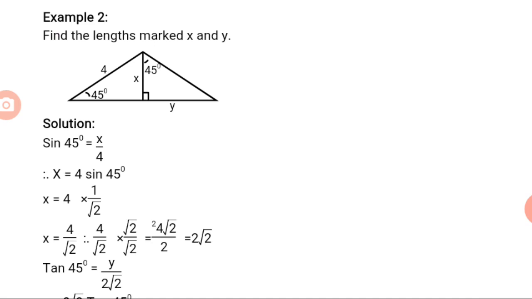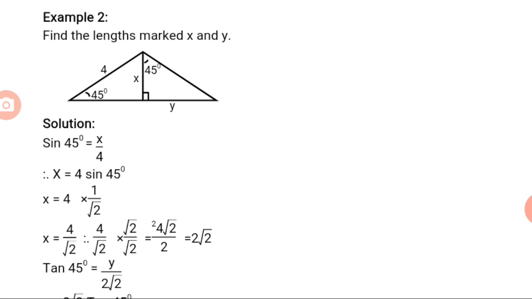Now, look at the other triangle. The side that is opposite to 45 degrees is y, because we want to look for the value of y. Are we together? Now, we now say that tan 45 degrees, tan is opposite all over what? All over adjacent. Opposite all over adjacent.